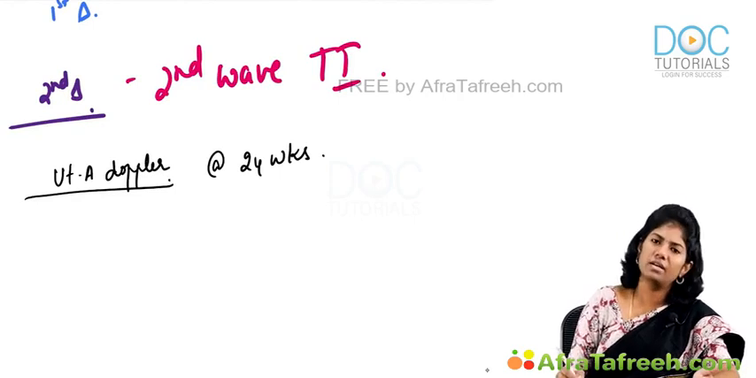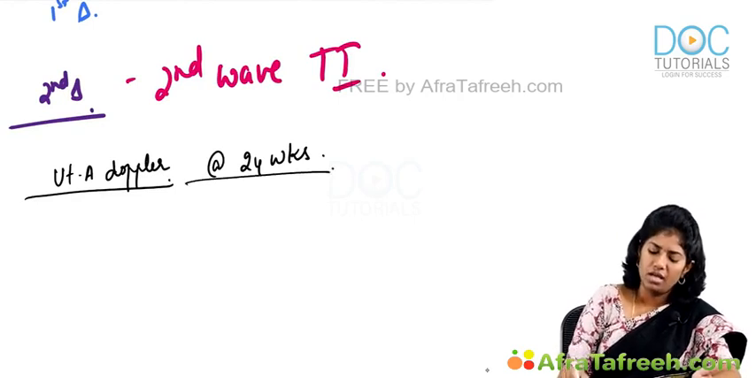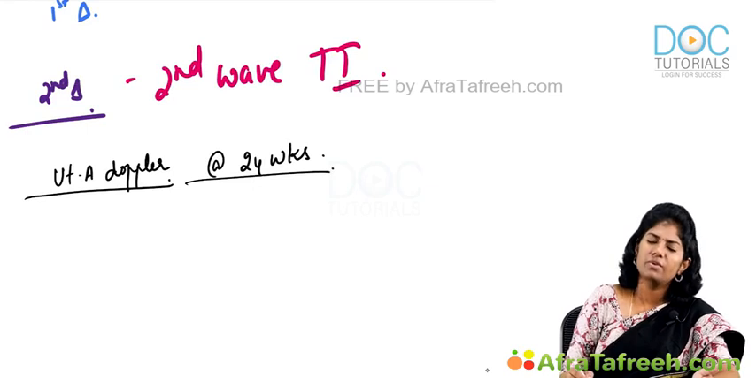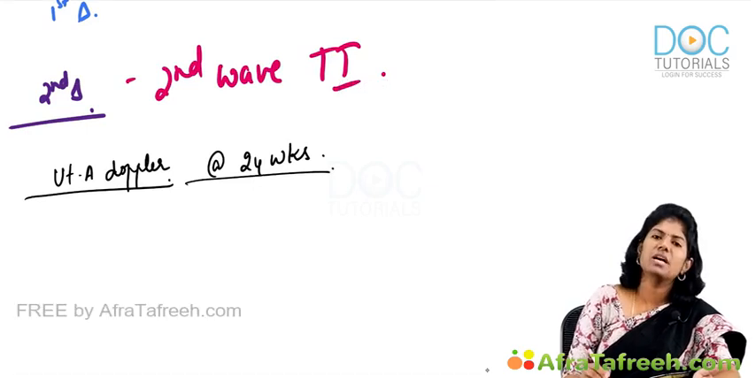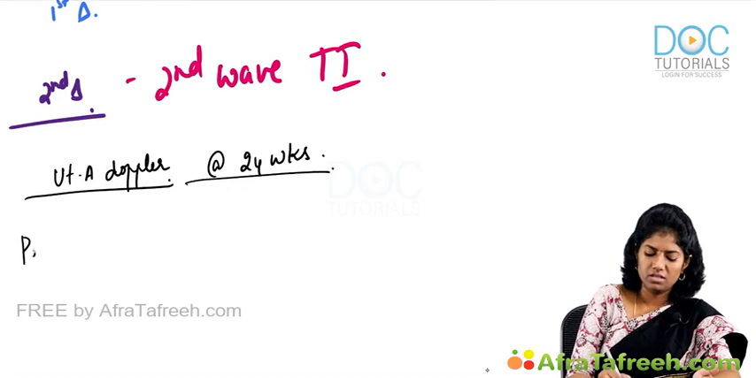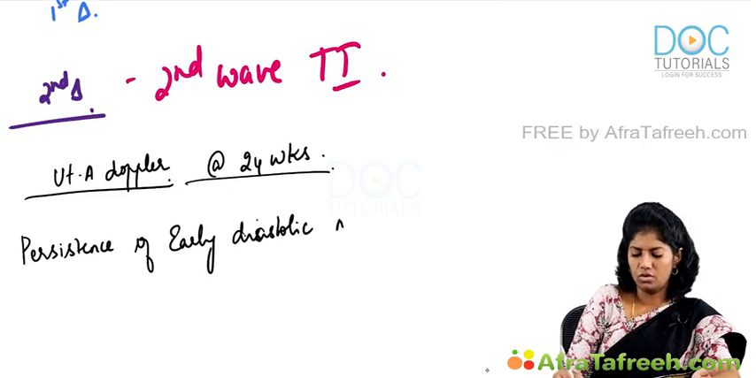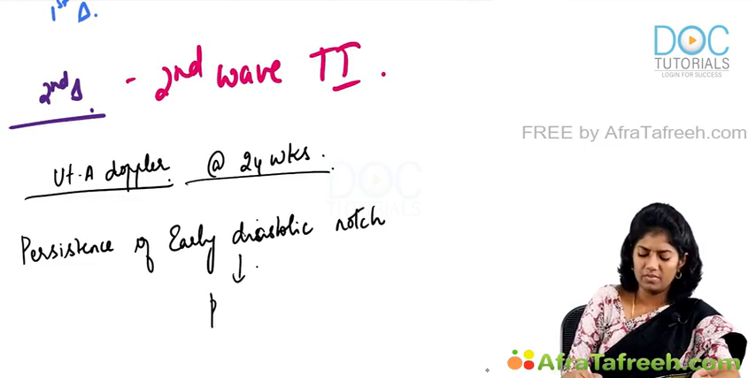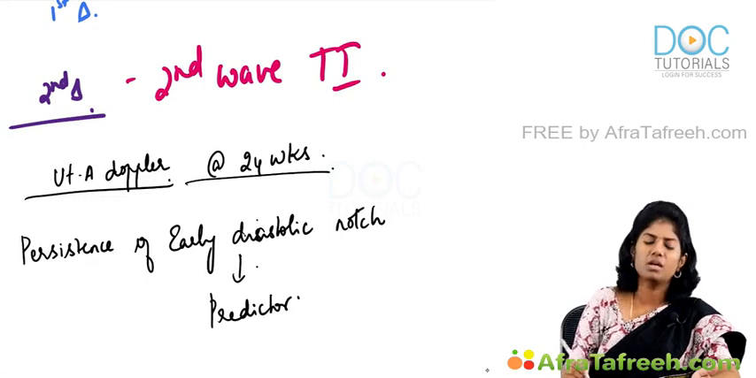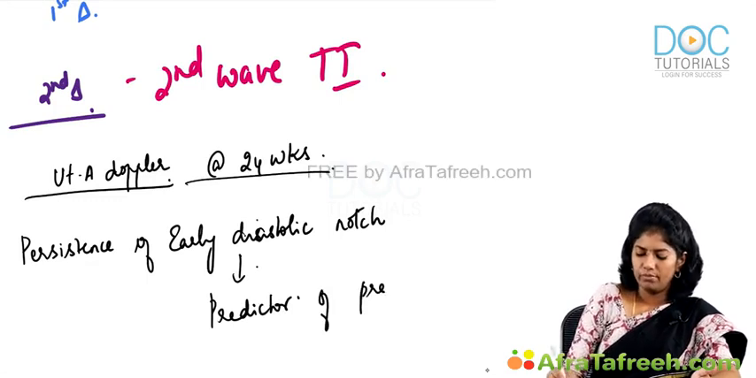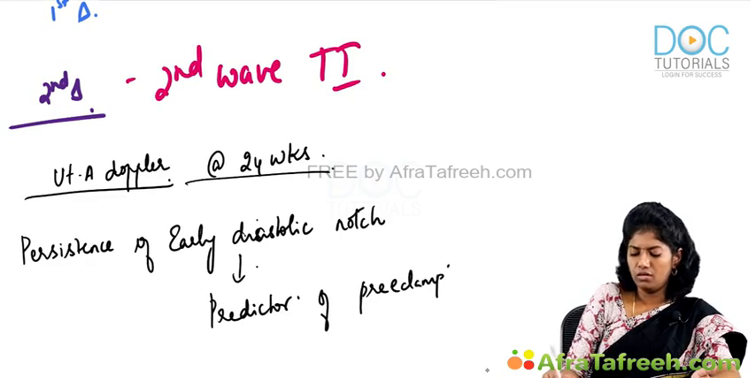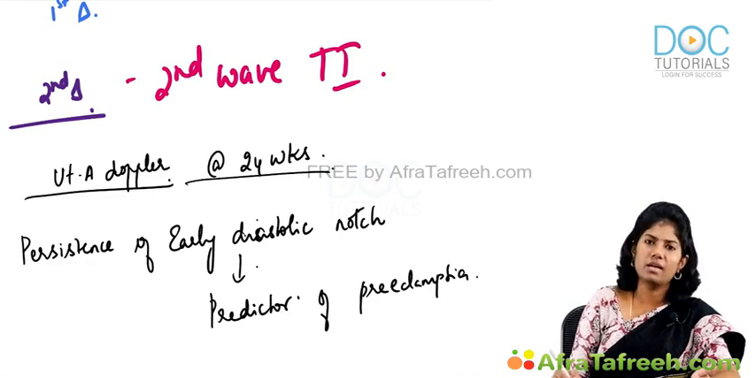It is supposed to be done at 24 weeks, and it was said that if this diastolic notch persists, persistence of early diastolic notch, is a predictor of preeclampsia. But now they say early diastolic notch is more a predictor of IUGR than preeclampsia.